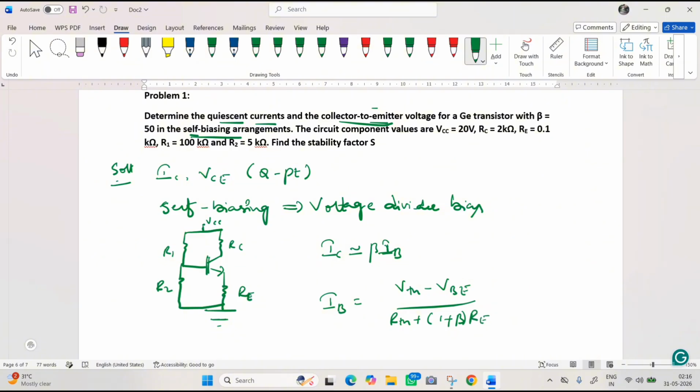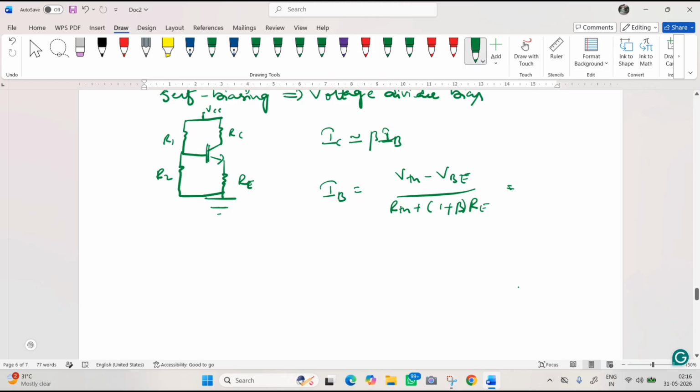Actually, this is the right formula. You have to remember it. Otherwise, just do the KVL and you'll get the expression. Now let me substitute this VThevenin value, but we don't know the VThevenin value, right? So for that, we have to find this VThevenin value. Then VThevenin will be equal to VCC into R2 divided by R1 plus R2, right?